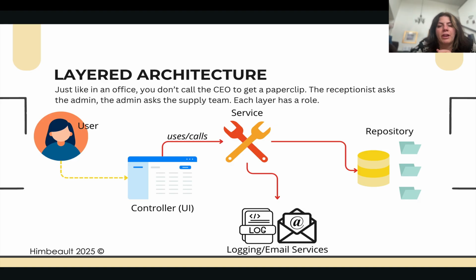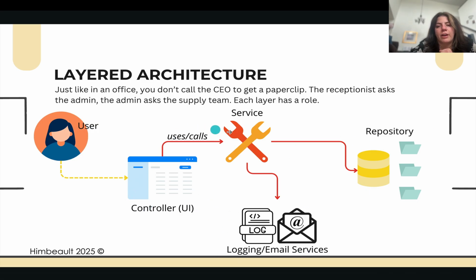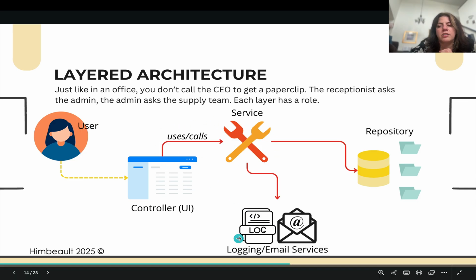So what is your role as a user? What is the role of the controller, the UI? What is the role of the service layer and of the repository? We can see that the controller is in charge of using or calling the service layer. It doesn't talk to the logging or email services. It doesn't talk to the repository. It only talks to the service layer.